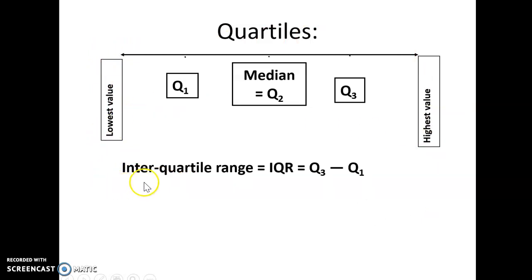Another thing that we do need to find is our interquartile range. You take the third quartile minus the first quartile. Okay?